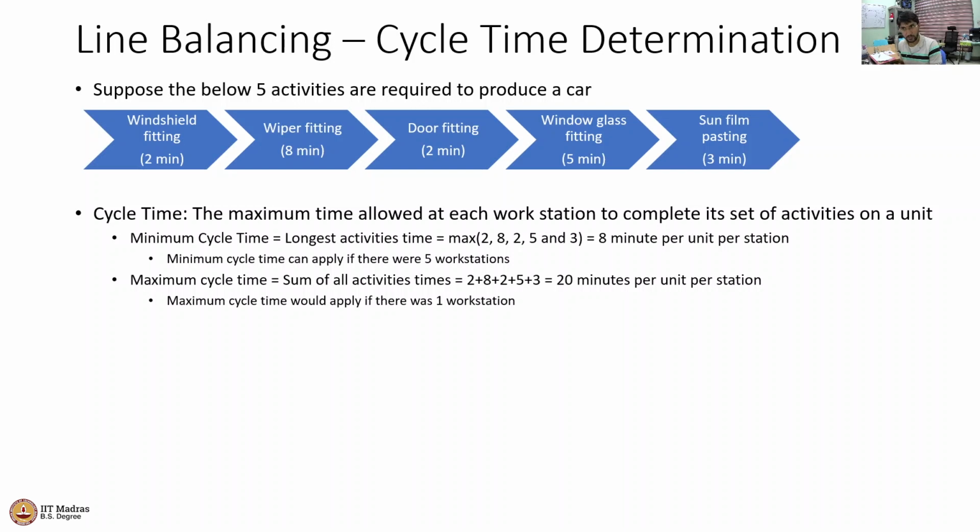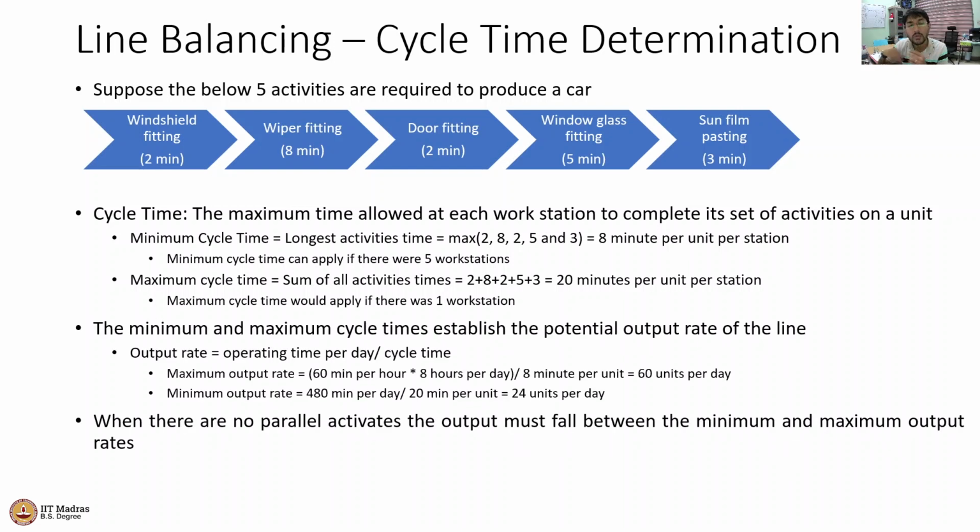Then for doing windshield fitting I need 2 minutes. For doing wiper fitting I need 8 minutes. For doing door fitting I need another 2 minutes. For glass fitting I need 5 minutes. And finally sun film pasting I need 3 minutes. So 2 plus 8 plus 2 plus 5 plus 3 is the total time that I require to complete all the activities if all of them are assigned to a single workstation. So that would be 20 minutes. So given a set of activities, the minimum cycle time that is possible and the maximum cycle time that is possible can be determined.